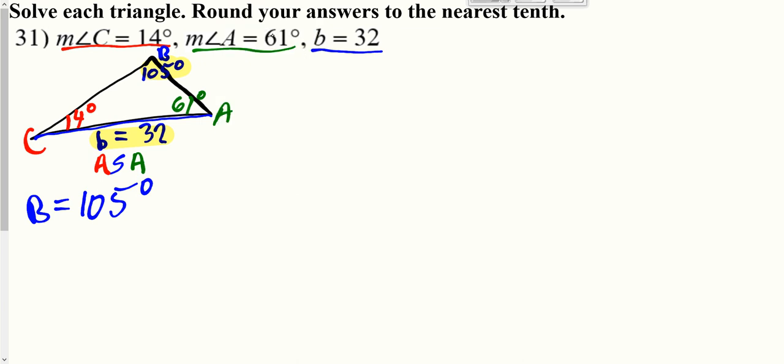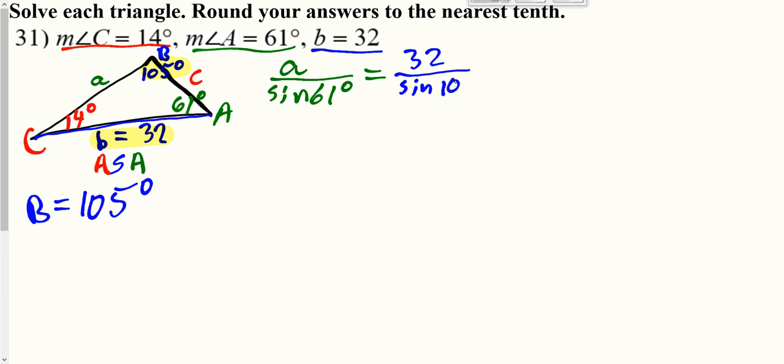Now, when I'm working this out, I need to find side A, which is opposite angle A, and side C, which is opposite angle C. It doesn't make a difference which one you do. I'm going to choose to find my side A. So I'm going to go A over the sine of that opposite one. And like I said before, I like to have my unknown on top because it just saves me a step in solving. You don't have to though. And then I'm going to use my opposite pair, the side opposite the angle I know, so I'll go 32 over the sine of the angle I know.